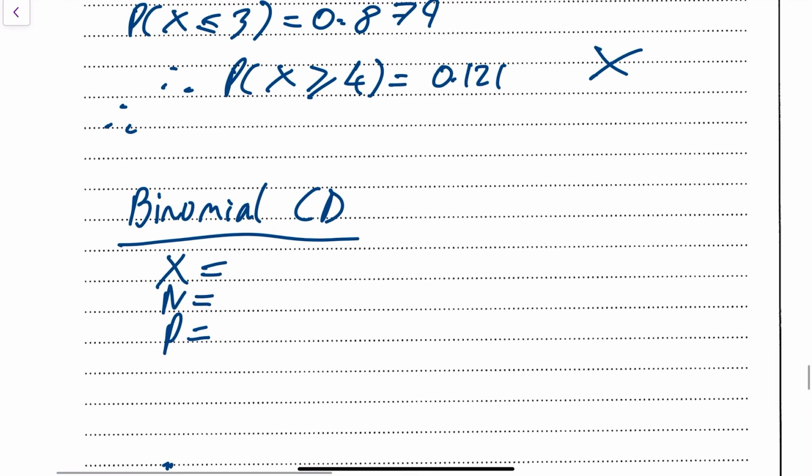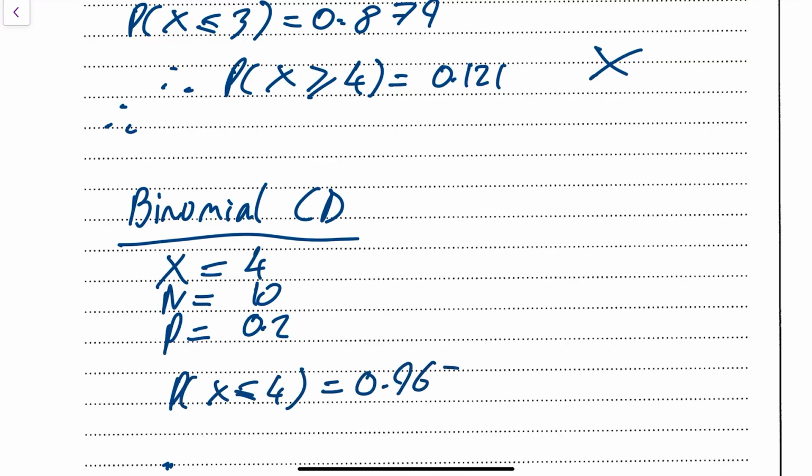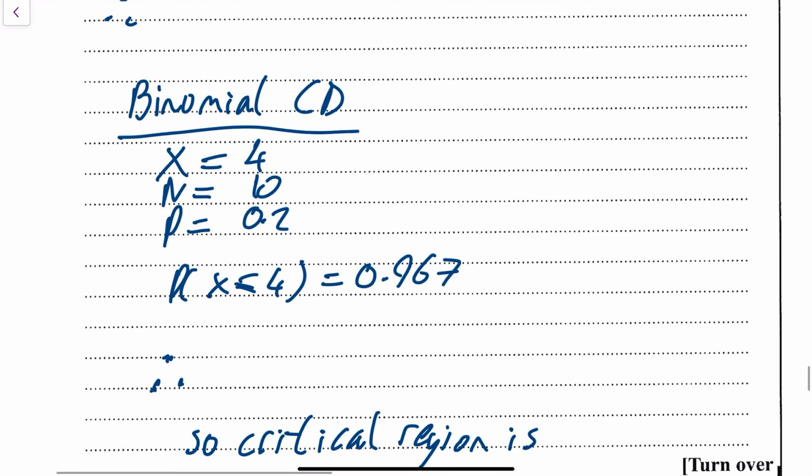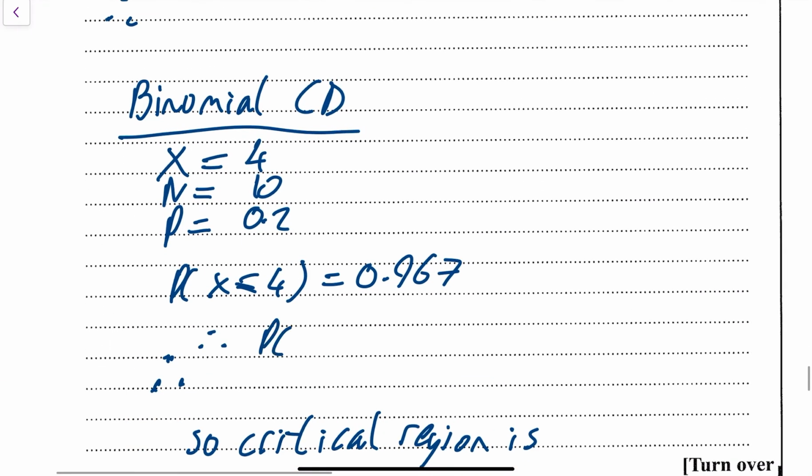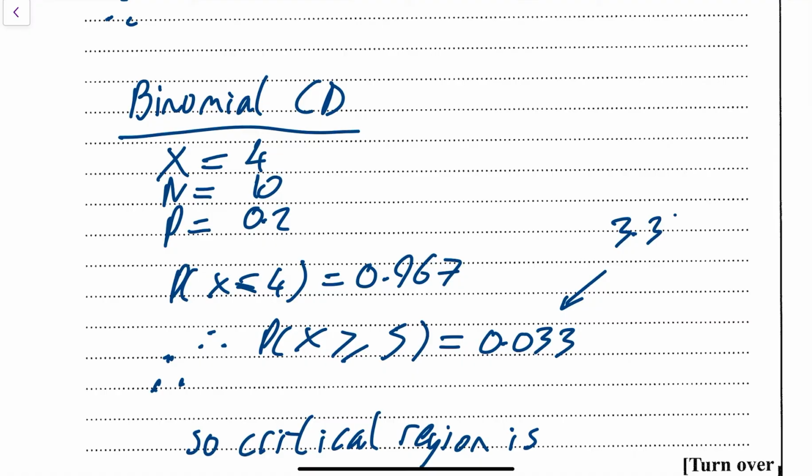So then I tried again. I did x equals 4, then 10 and 0.2. And I got the probability that x is less than or equal to 4, and that was 0.967. Therefore, the probability that x is greater than or equal to 5 is 1 minus that, which is 0.033. And that is 3.3%, which is less than 0.05, which is what we want.